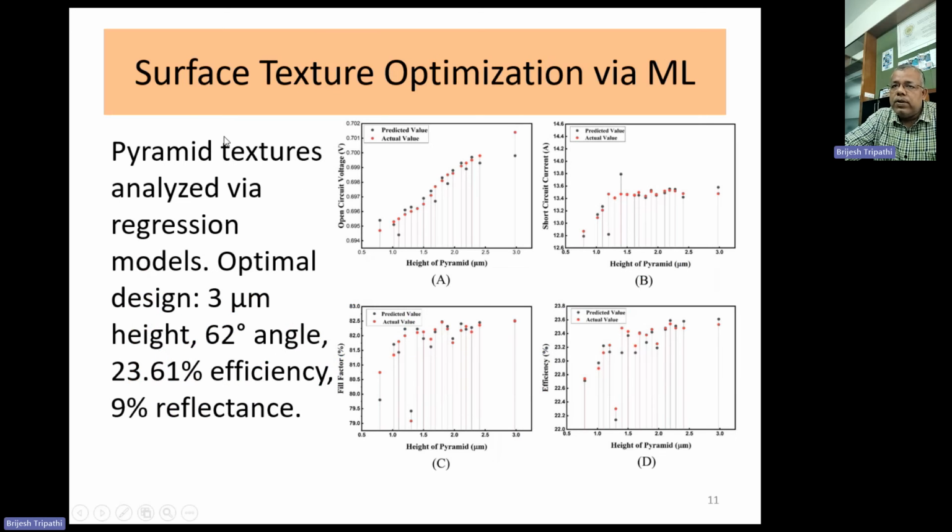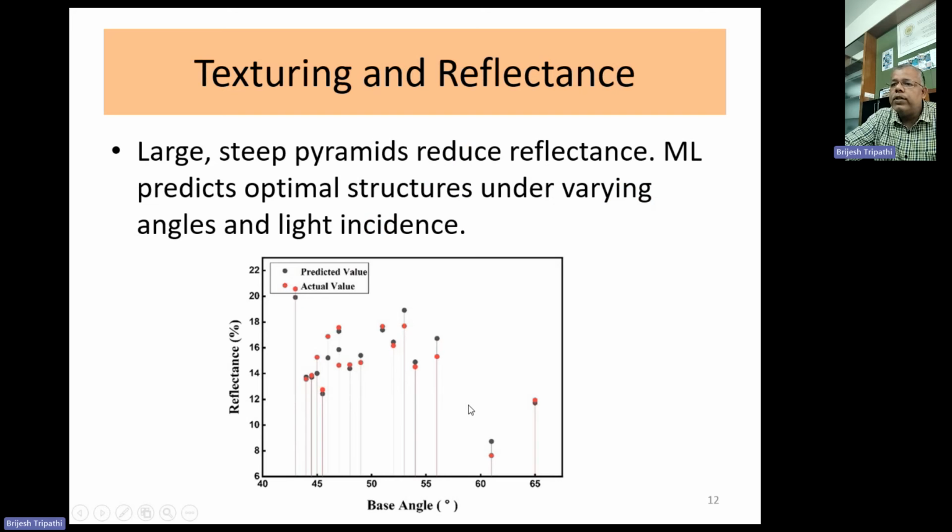This is another research work in which we have used surface texture data with respect to pyramid texture and their optimal values in terms of the height of the pyramid and the angle of the pyramid. We have correlated with the output parameter of the solar cell, that is the final efficiency, and includes open circuit voltage, short circuit current, fill factor and efficiency.